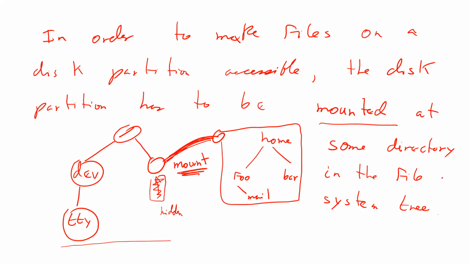So basically, the disk partition has to be mounted at some directory in the file system tree. That's honestly one of the most important concepts here. Everything else is pretty simple: the file system is just this organization of files and folders, and you have designated locations for different things.